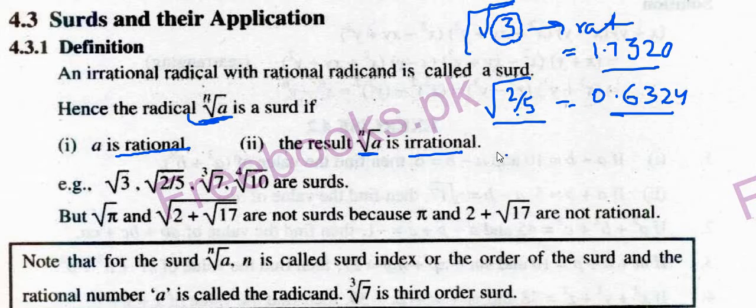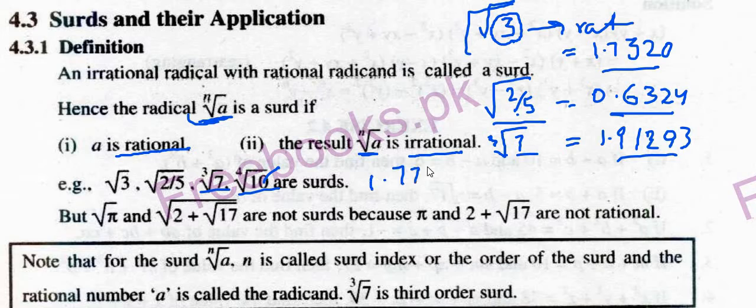What about cube root of 7? Again check the two conditions. 7 is rational. What is the cube root of 7? 1.91293. The result is irrational and A is rational. That means this is a surd. What about this? 10 is rational and the result is 1.778. This is irrational. That means a surd is when A is rational and the result is irrational.